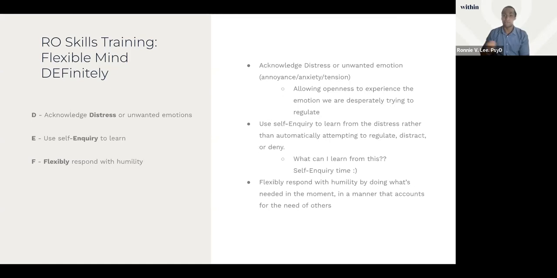Acknowledging the distress is the first step. Typically, our over-controlled clients don't even get here, right? Because they feel the distress, and boom, they're gone. So allowing them to acknowledge the distress, making sure that they feel comfortable and safe doing so. Using self-inquiry is another major skill here. And this is a place where we want to inquire about why we feel a certain way, why we are wanting to distract so quickly.